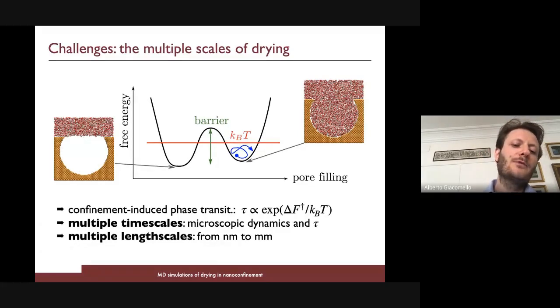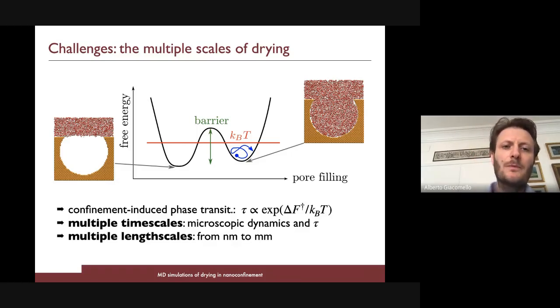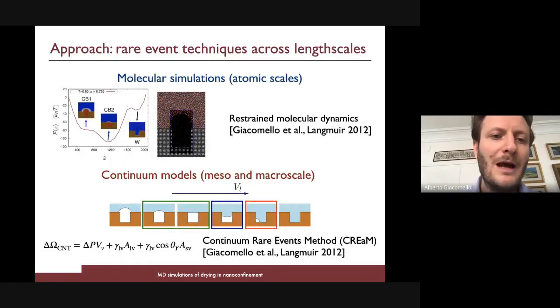And then there is a problem with the multiple length scales present in the system, because all the properties I will talk about today have a nanoscale origin, but they have macroscopic consequences. So the range of length scales spans from the nanoscale to much larger scales. So the approach we usually take is to combine hierarchically different levels of description of the system, ranging from molecular simulation, which resolves with minimal requirement of modeling interfacial and phase properties of, for instance, water, and continuum models informed by the molecular simulations, which allow us to access larger scales.